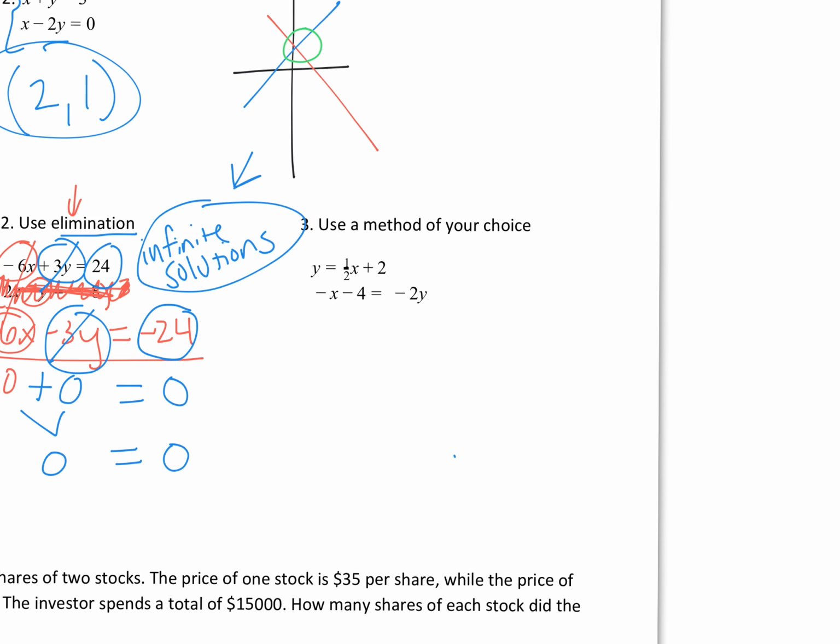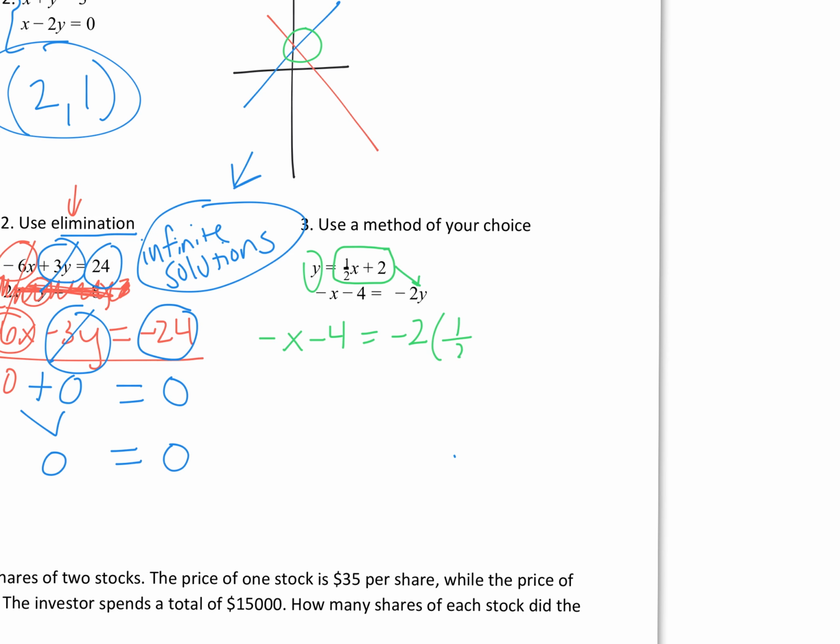So I left it up to you guys. My preference would be substitution, again, because this is what y equals, and since y is all by itself over here, all I have to do is plug all of that in for y. So let's do that. Negative x minus 4 equals negative 2 times y, so basically whatever y is, I need to multiply it by that negative 2.